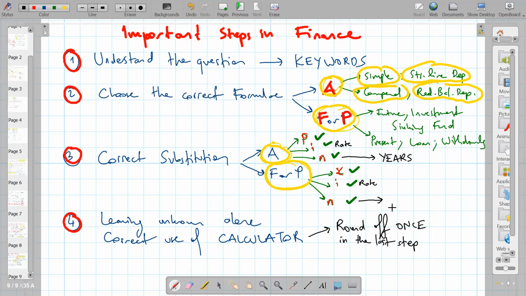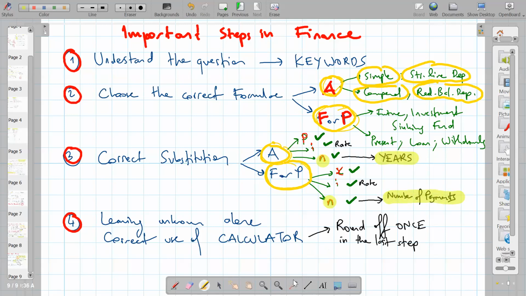But N in the future or present formula is the number of payments. It's not years. For example, if you are making monthly payments and it is only 20 payments, that's not even 2 years. It's 1 year and 8 months. So it's the number of payments. That's the biggest difference. The years in the A formula and the N in the FMP formula are different. One of them is for years, one of them is number of payments.